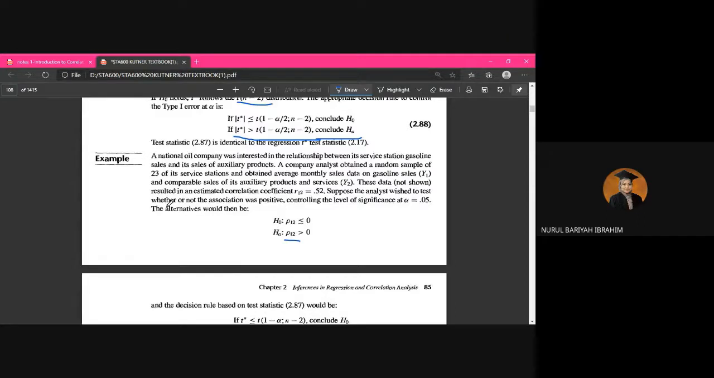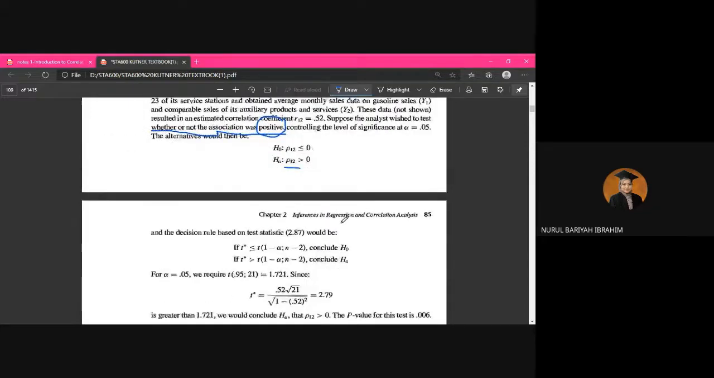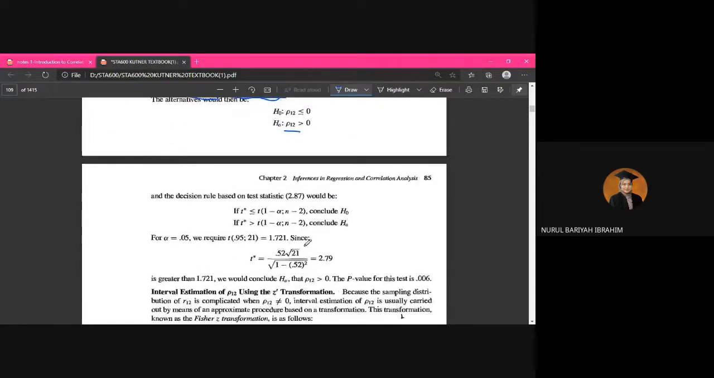Dia nak test whether or not the association was positive. Okay, nak tahu positif ke tidak. So dia punya H1, ataupun the alternative hypothesis, will be rho more than 0. This is a one-sided test. So macam biasa, guna nak kira t statistik macam tadi juga, which is the value of R multiply square root of n minus 2, 23 minus 2, divide dengan 1 minus R square.